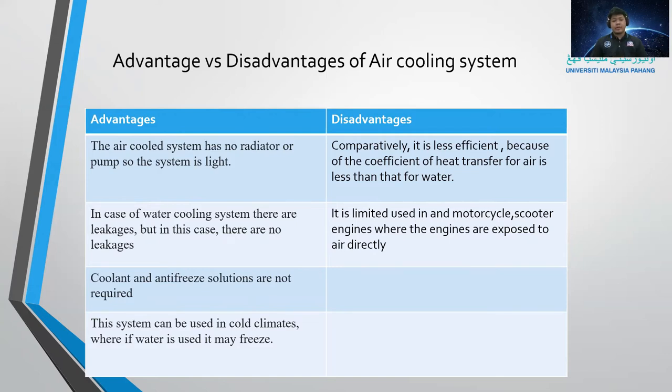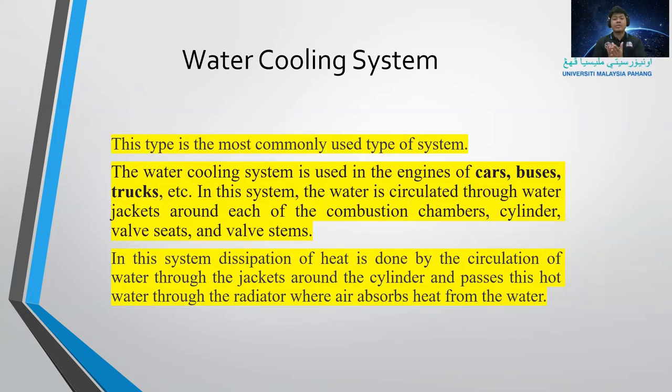Okay, for the next slide. Next is the water cooling system. Basically, this is the most commonly used type of system, and it is used in the engines of cars, buses, trucks, etc. In this system, water is circulated through a water jacket around each combustion chamber, cylinder, valve seats, and valve stem. Furthermore, the dispersion of heat is done by circulating the water through the jacket around the cylinder. It passes this hot water through the radiator, where air absorbs heat from the water.